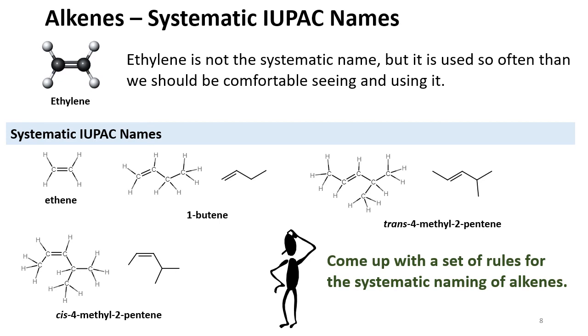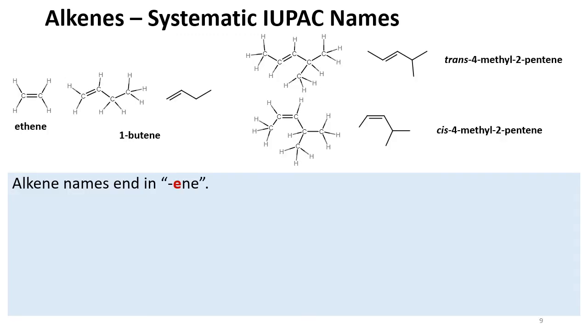All right, welcome back. We're going to move forward to the next slide and talk about the naming system for alkenes. Let's go ahead and go through it. You can see that they all end in -ene. That's one thing to note. That's how it's different from an alkane. Alkanes end in -ane. Alkenes end in -ene.